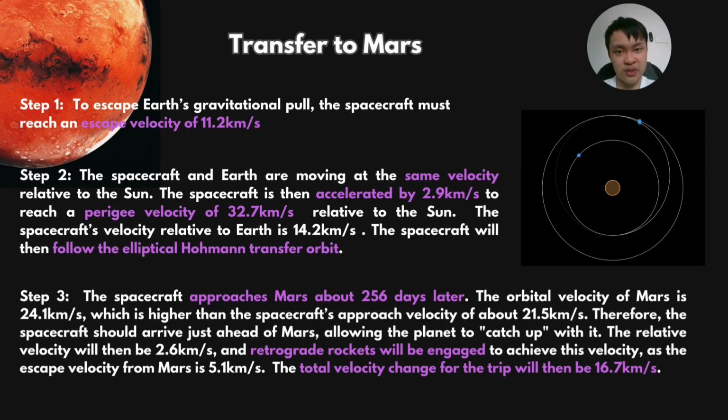The third step is the spacecraft approaches Mars about 256 days later. The orbital velocity of Mars is 24.1 km per second, which is higher than the spacecraft's approach velocity of about 21.5 km per second. Therefore, the spacecraft should arrive just ahead of Mars, allowing the planet to catch up with it. The relative velocity will then be 2.6 km per second, and retrograde rockets will be engaged to achieve this velocity, as the escape velocity from Mars is 5.1 km per second. The total velocity for the trip will then be 16.7 km per second.